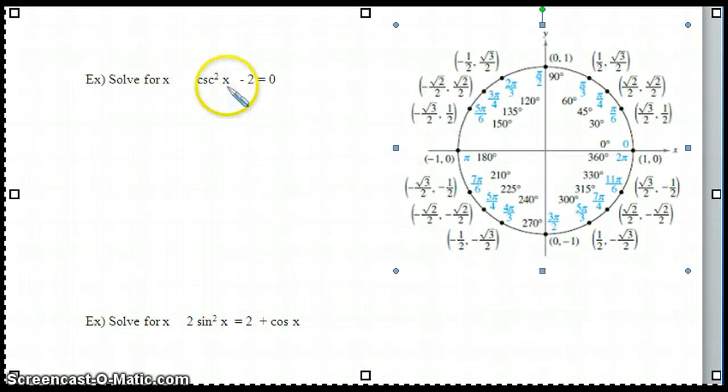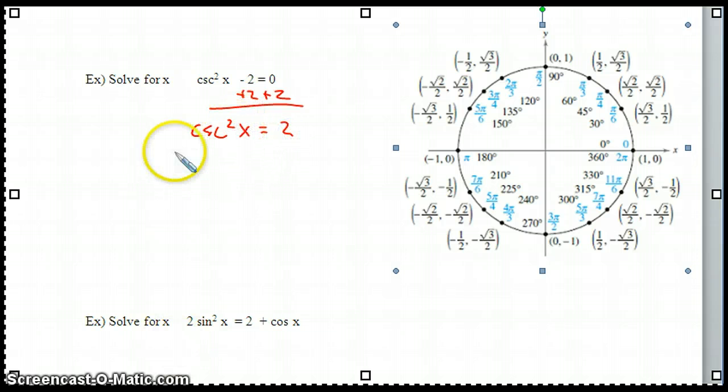Alright, next problem says solve for x, so find all the angles that work here. So let's get the x by itself by getting rid of the 2 first. So cosecant squared of x is equal to 2. Let's get rid of the squared. Take the square root. So cosecant of x is equal to plus or minus the square root of 2. Remember, whenever we're solving equations and dealing with a radical, we want to consider the plus and the minus.